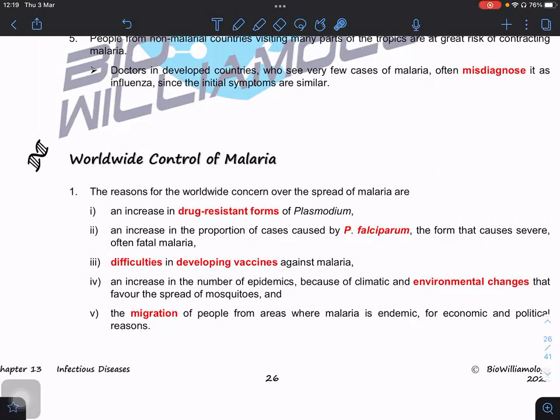So, for example, as I said, the place for the mosquito to live is a tropical country. But now, because of climate change and global warming, you can see that this mosquito starts to adapt to subtropical regions, or even countries that usually don't have malaria. Now we have epidemics of malaria. Epidemics basically means a sudden outbreak. And also the migration of people from areas where malaria is endemic: for economic and political reasons, they migrate to different countries and start to form new epidemics there.